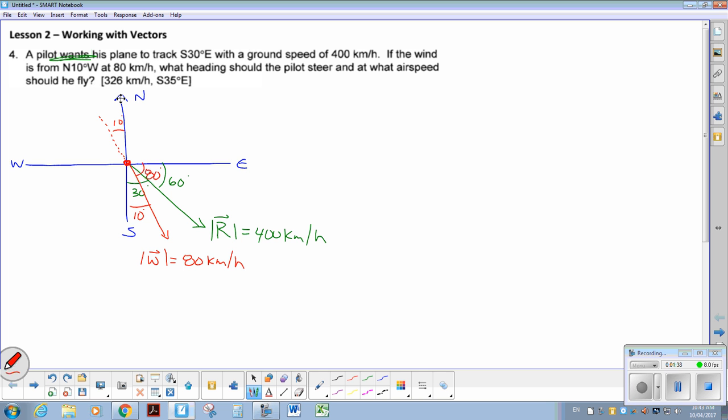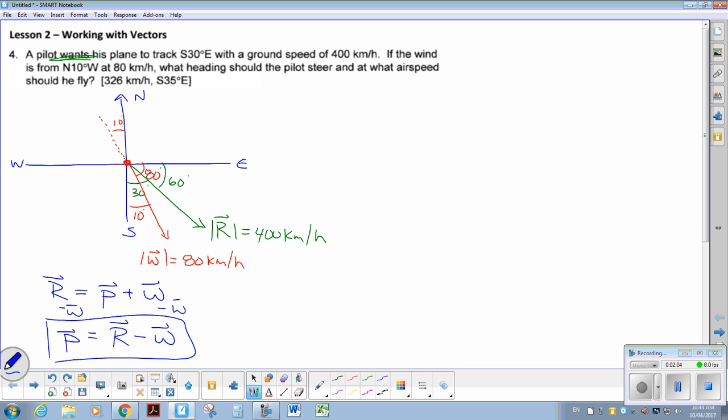So we want to know what heading should the pilot steer and what airspeed should he fly. So we know from vectors, it's the same as algebra, our resultant is always equal to the plane's velocity plus wind. In this case, we're looking for plane velocity, so I'm going to subtract wind from both sides. So the equation I'm going to work with is, I'm going to take my resultant and subtract the wind vector. All right, so there is what we're working toward. So over here, my resultant minus wind will equal my plane vector.